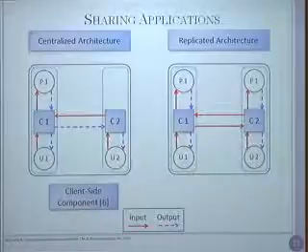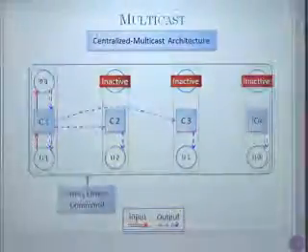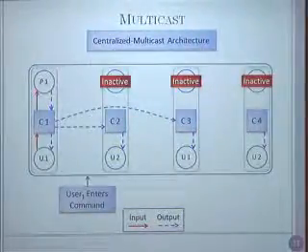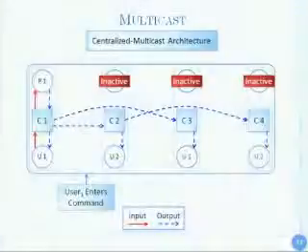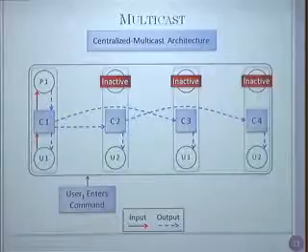Now, it also supports multicast. Suppose that we want to have user 1 transmit to user 2 and user 3, but we want user 2 to transmit to user 4. So as you can see here, you can just map the client-side components to support this multicast tree, or in fact, any arbitrary multicast tree.